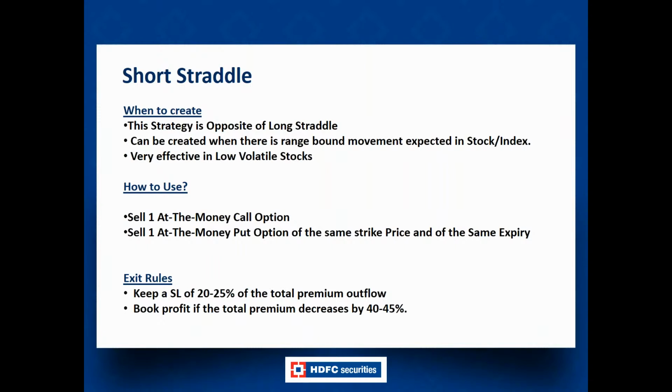What should be your exit rules for this strategy? You should keep a stop loss based on the premium you receive. Since you are selling both call and put options, you will be receiving a premium. Whatever premium you have short sold, if the total premium increases by 20 to 25%, you should keep a stop loss and exit from the strategy. And you should book profit if the premium decreases by 40 to 45%, and basically exit from the strategy or book profit.